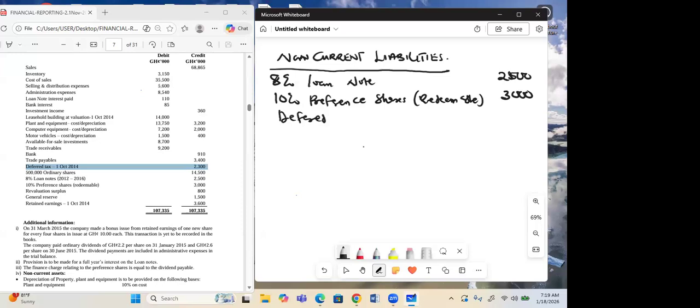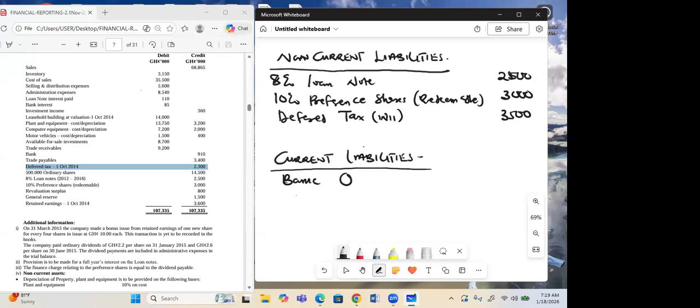Deferred tax was working number 11. And then the closing balance was what? 3,500. The closing deferred tax is 3,500. So that is all for your non-current liabilities. Then we go to current liabilities. In the question, we had a bank, which is a bank overdraft.